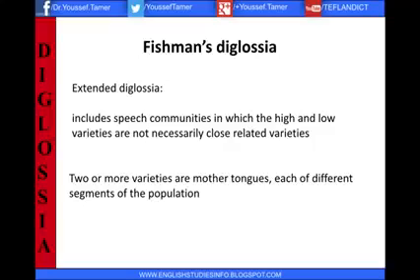Good? So that's, so far, diglossia as described by Ferguson. Any questions, please, before we continue? Any questions or any additions if you wish to add? Yes? Any questions or comments or additions you would like to contribute? So clear? Okay?